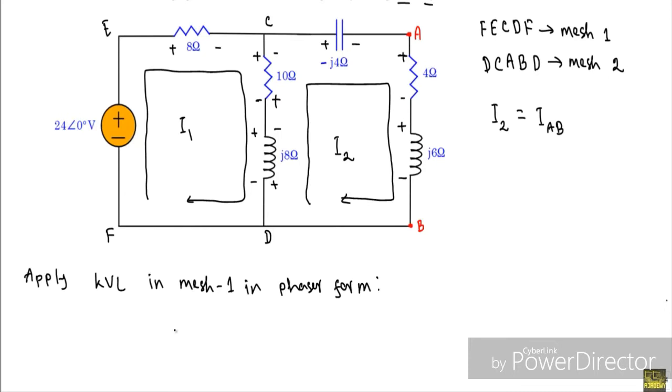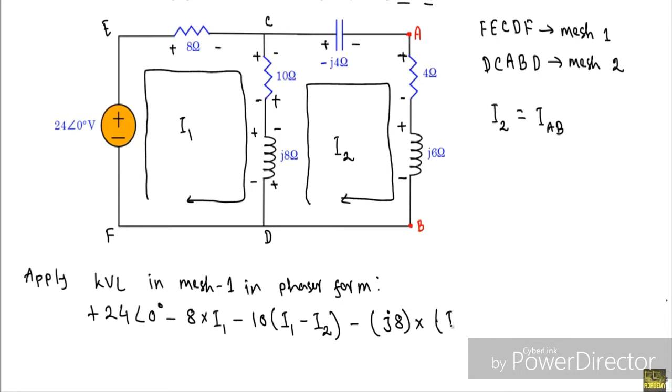If I apply Kirchhoff's voltage law in mesh 1 in phasor form, I will get plus 24 phase angle 0 degree minus 8 I1 minus 10 (I1 minus I2) minus j8 (I1 minus I2) equal to 0.